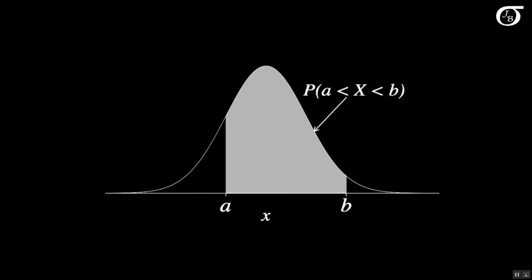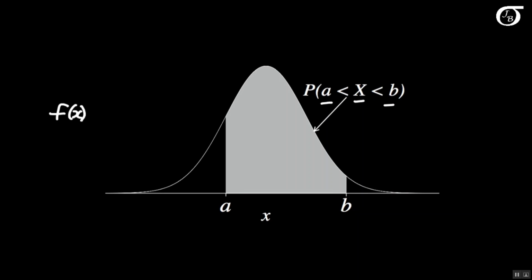Here's a continuous probability distribution for a random variable x, and the height of the curve is represented by f of x. And the probability the random variable x falls in between two values a and b is simply the area under the curve between a and b.